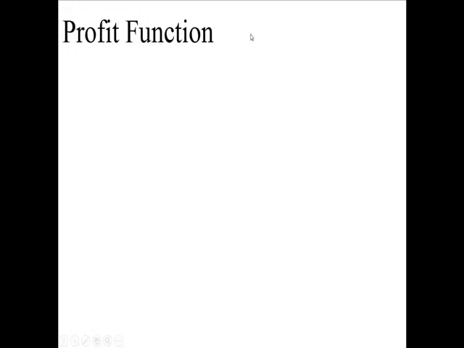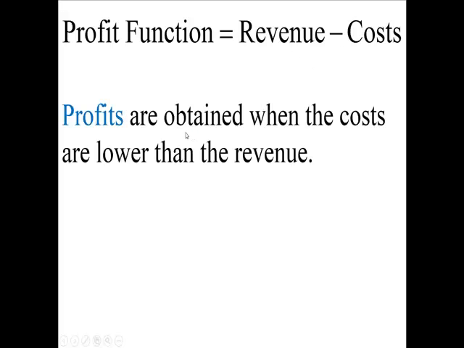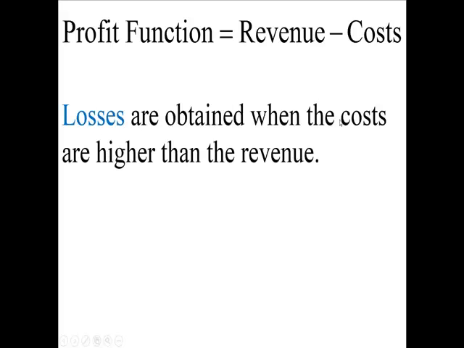Now the profit comes from the revenue take away the cost. All right? Revenue take away cost. Now if your revenue is bigger than the cost, then you're going to have a profit. If you have more money coming in than it costs going out, then you have a profit. Now if your cost is more than the revenue, then you have a loss, okay? Because it costs too much money to make the things, okay?